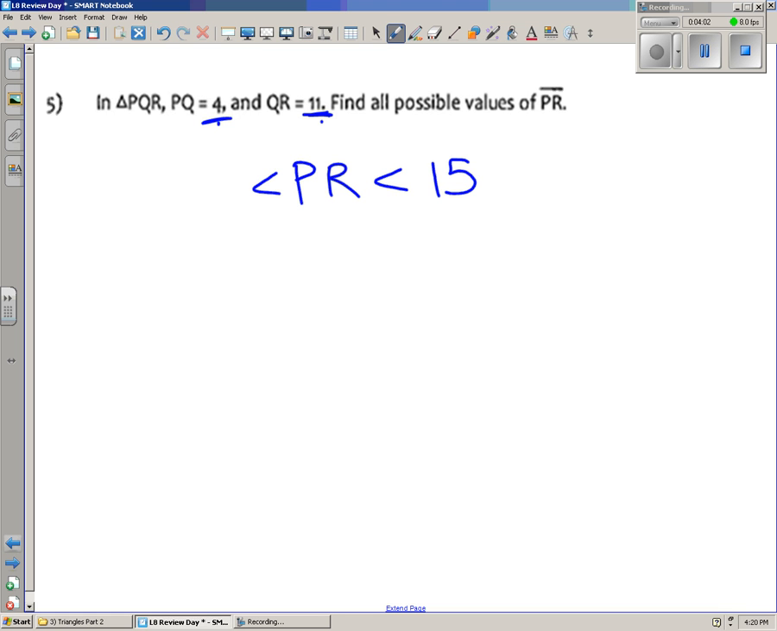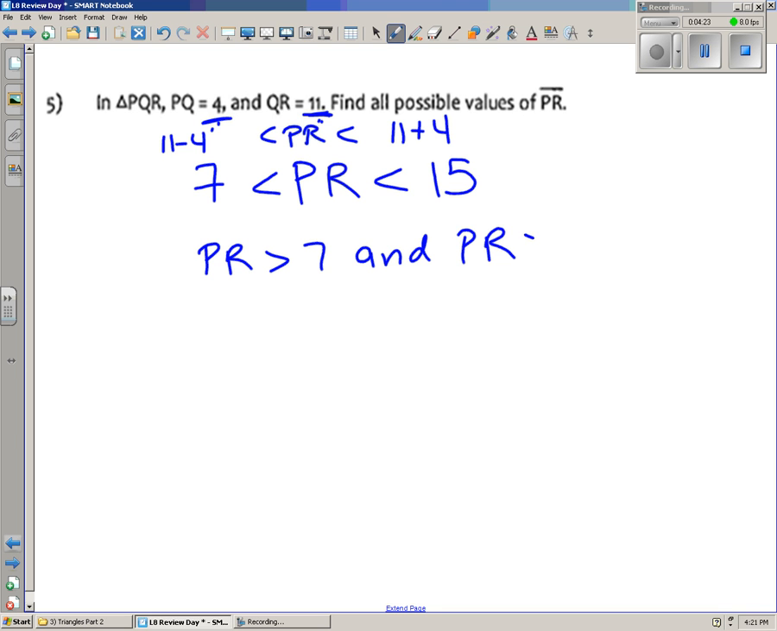Now, if PR were one of the other sides, we subtract the 2 values. 11 minus 4 is 7. So if we're looking at the work here, this is the work. So PR has to be between 7 and 15. And if we read this backwards, it's PR is greater than 7 and PR is less than 15. Some of you in class were saying PR could be 8, and that's true. But PR could also be something like 7.1, or 7.03, or 7.2. So you have to be greater than 7 and less than 15, and that will be all the values.